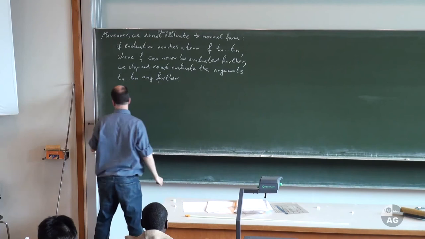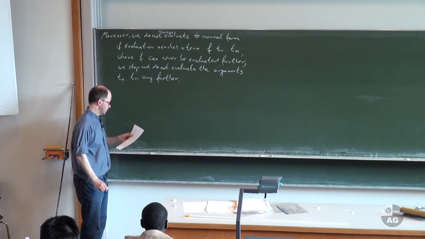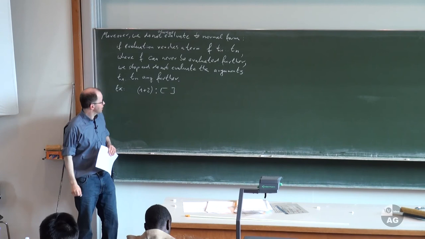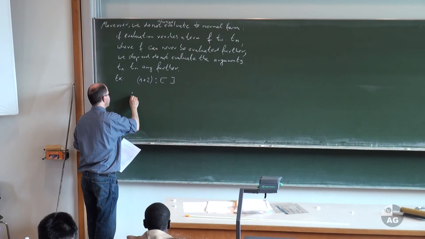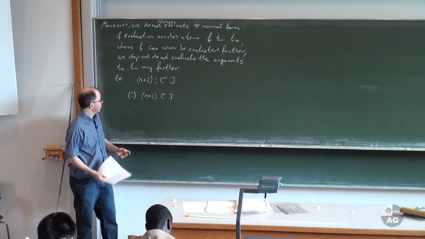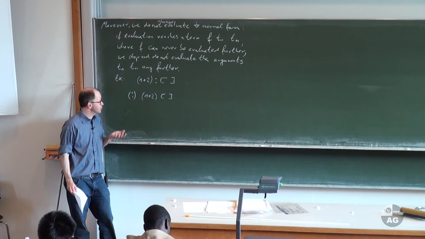So as an example, suppose we have the following term. Here I use the predefined list constructors, or you can also write it in a prefix notation. So this is the colon operator, the list constructor, and the first argument is 1 plus 2, and the second argument is the empty list. And for Haskell, this and this is the same. And so now what is the outermost function symbol? The outermost function symbol is colon.